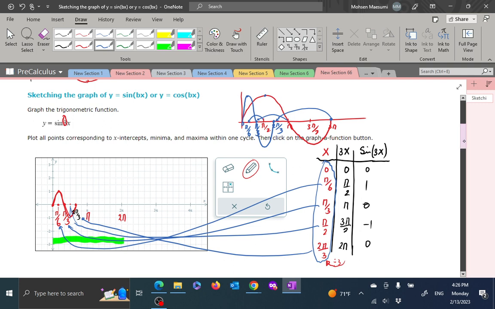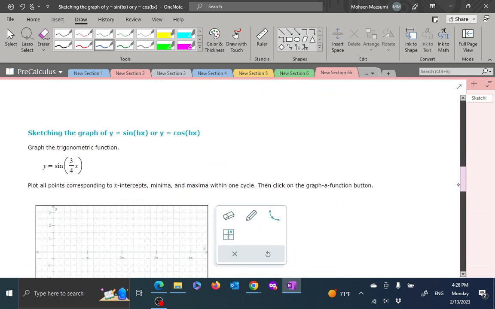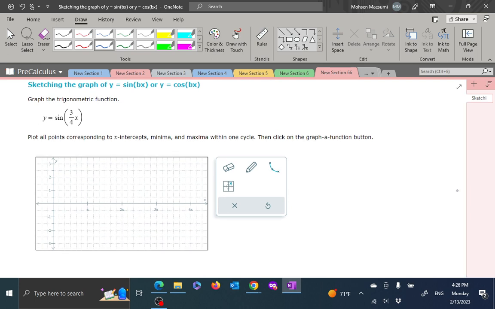Let's see if we can do this thing a second time faster. So here we have the graph of 3/4 of sine of 3/4 of x. When this number is larger than 1, we get compression. If the number is less than 1, we get an expansion or stretching. So if I have sine of bx in this section, if b is larger than 1, what I get is the effect of compression.